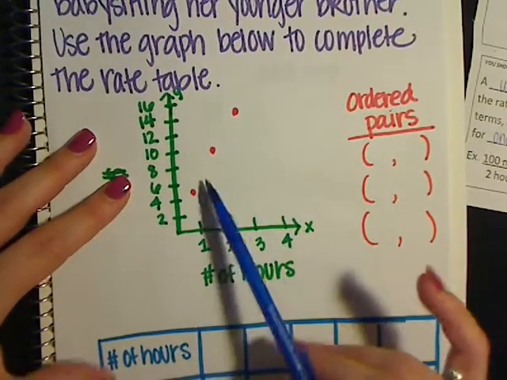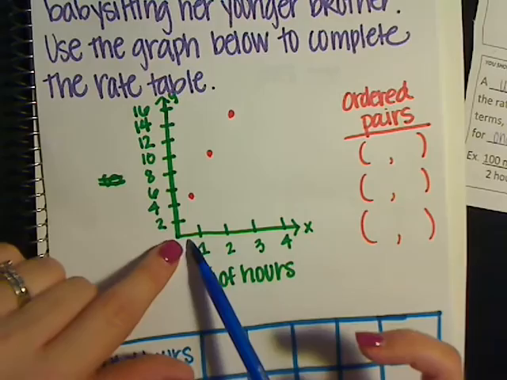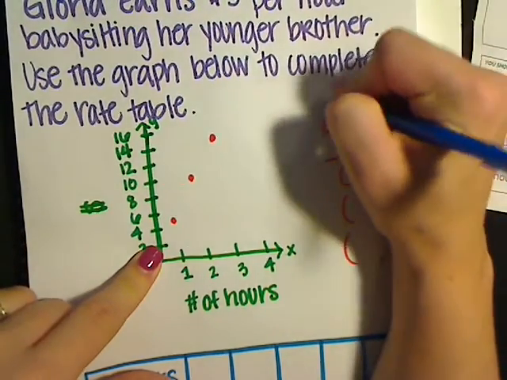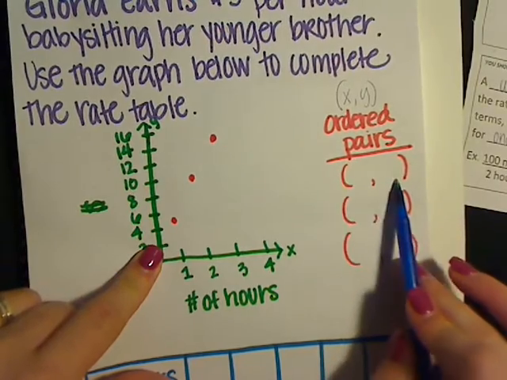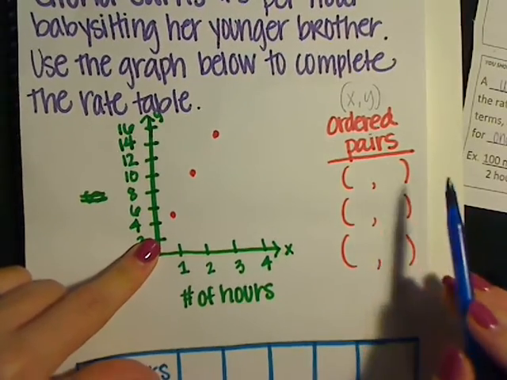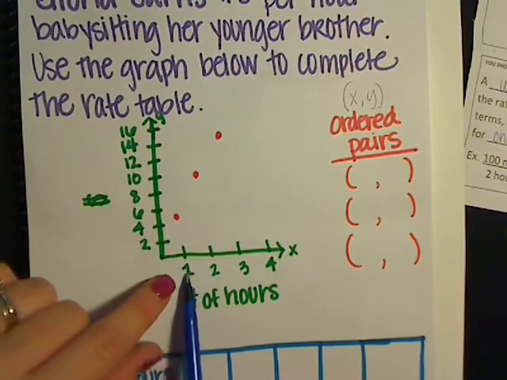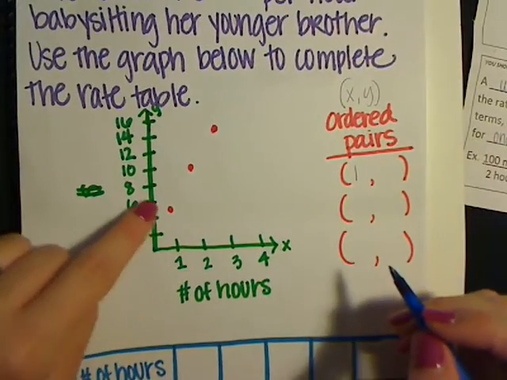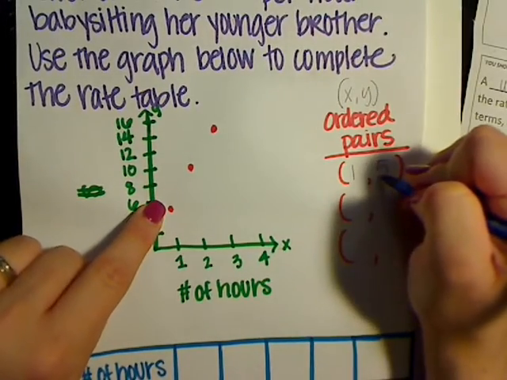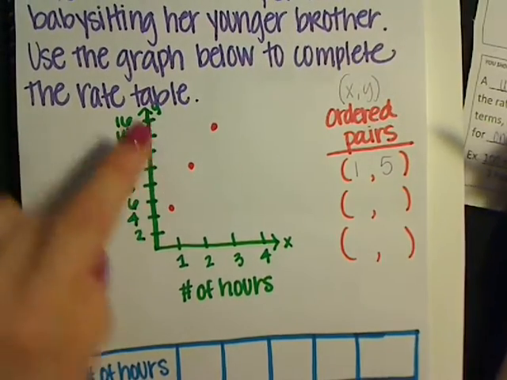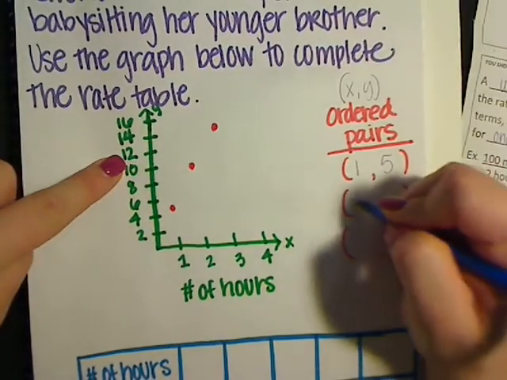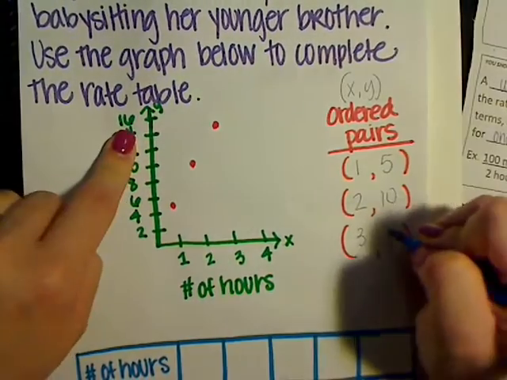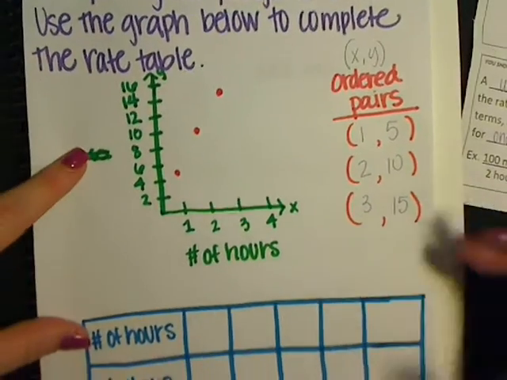Okay, so let's look at our ordered pairs. This first ordered pair, remember an ordered pair is x comma y. Okay, so the x value goes here and the y value goes here. Okay, so looking at this first dot, well, this is 1 comma 5. This one is 2, 10, and this one is 3, 15. So here's my ordered pairs.